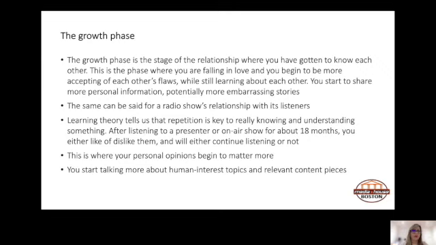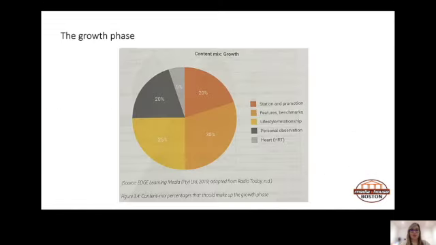A listener has probably heard enough of a presenter to know whether they like them or dislike them and whether they will continue listening to the presenter or not. This is where your personal opinions begin to matter more. You start talking about more human interest topics and more relevant content pieces. If we look at our clock now, you'll see it shifted a little bit.